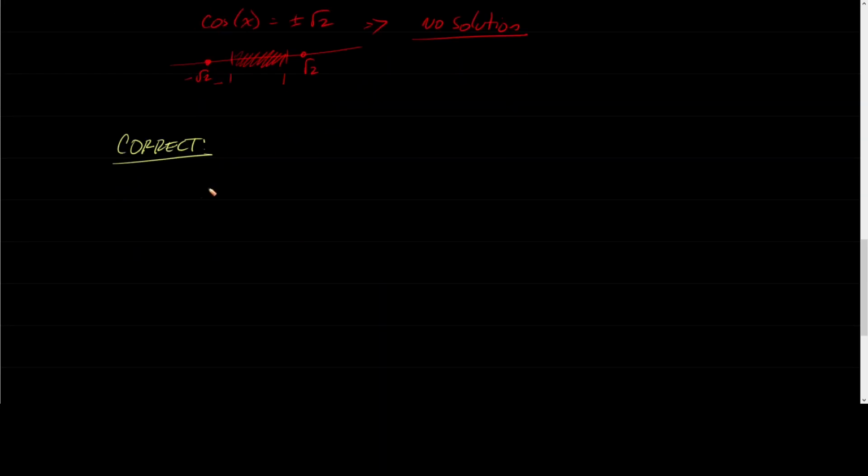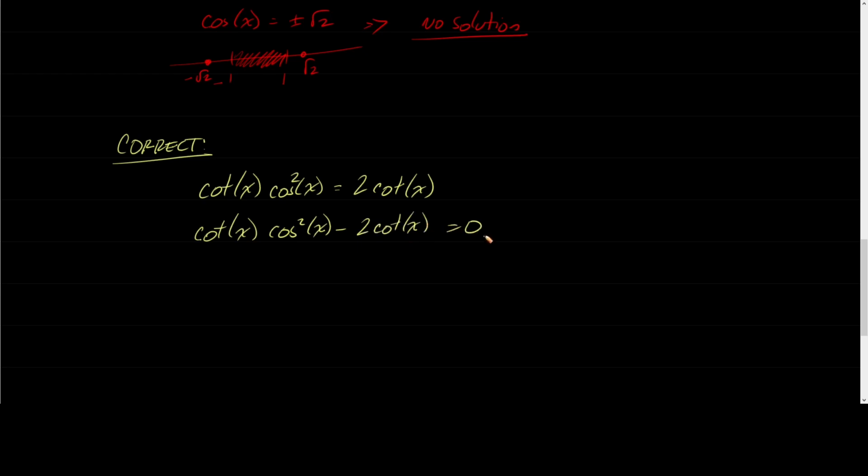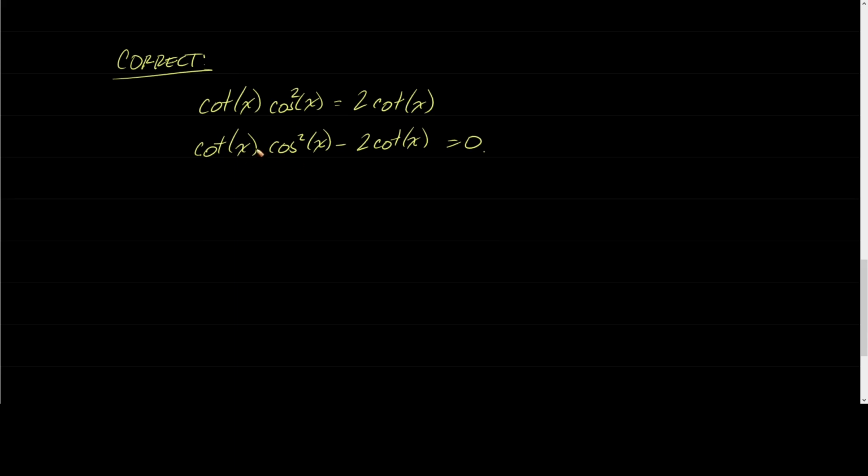So what we have here, it was cotangent of x times cosine square of x is equal to 2 cotangent of x. The correct thing to do here is put everything on the same exact side. So I end up with cotangent of x times cosine square of x minus 2 cotangent of x is equal to 0. At that point, I'm going to factor out a cotangent. So if I factor out a cotangent, I'm left with cosine square of x minus 2 is equal to 0. And here I've got the product of two things equaling 0, so either the first one is equal to 0 or the second one is equal to 0.